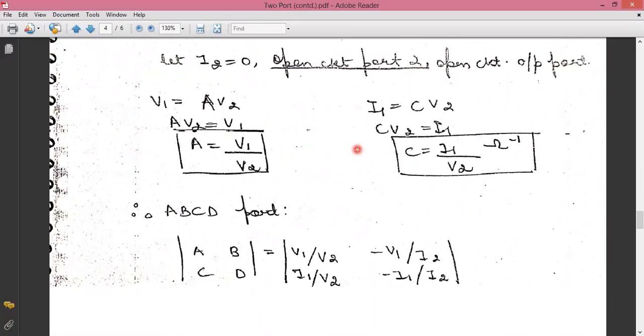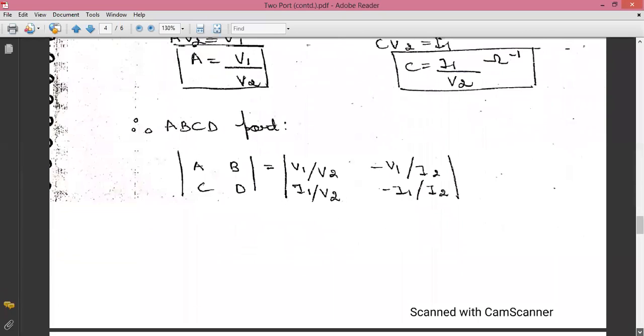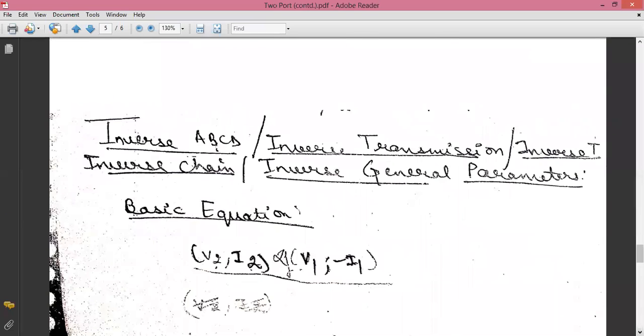Now up till this stage you have covered Z parameter, Y parameter, ABCD parameter, and again the next one is your inverse ABCD parameter. In the same manner you can try to solve this inverse ABCD parameter. Only the difference is that your basic equation will change. So quickly I can go through that. So you have inverse ABCD, inverse transmission, inverse T parameter, and the basic equation is V2, I2 is a function of V1, minus I1. Clear?